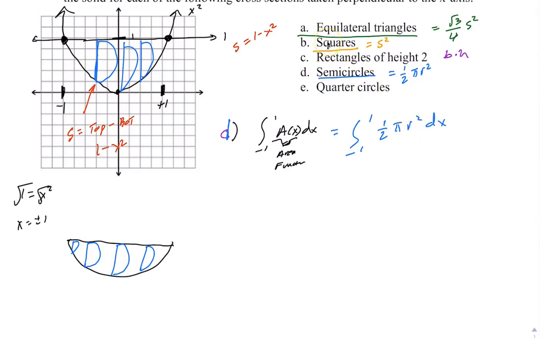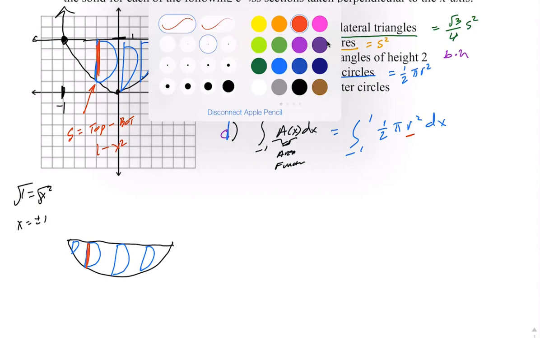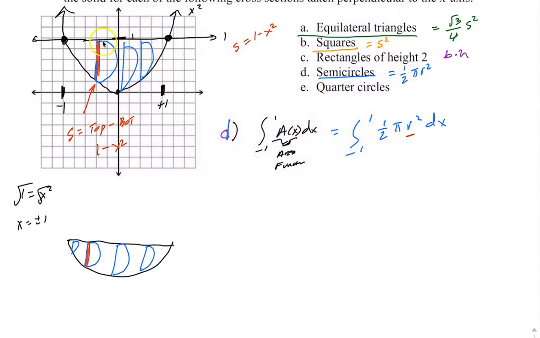Now, the thing is, what is our r? So we know what s is. S is this guy right here. S is at full length. The thing is, though, we're talking about a radius of a circle. Radius of a circle is not that full length. That's the diameter. So the r is actually only going to be half of our s, sorry.